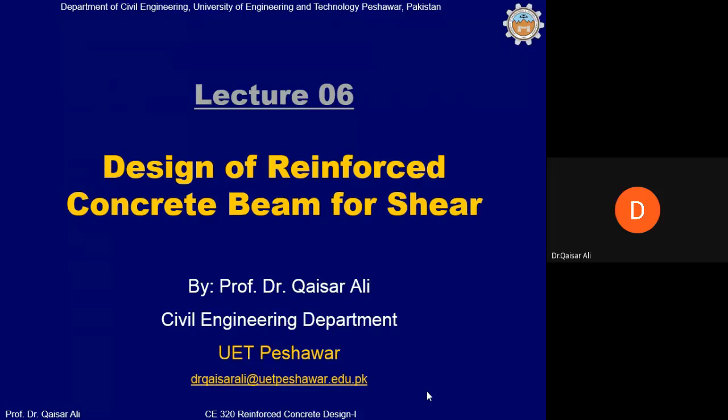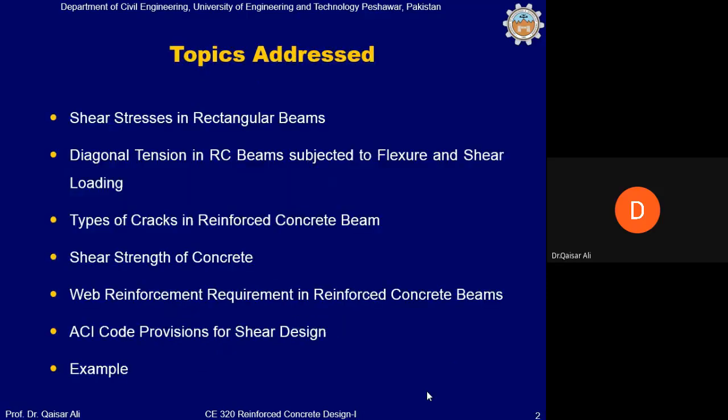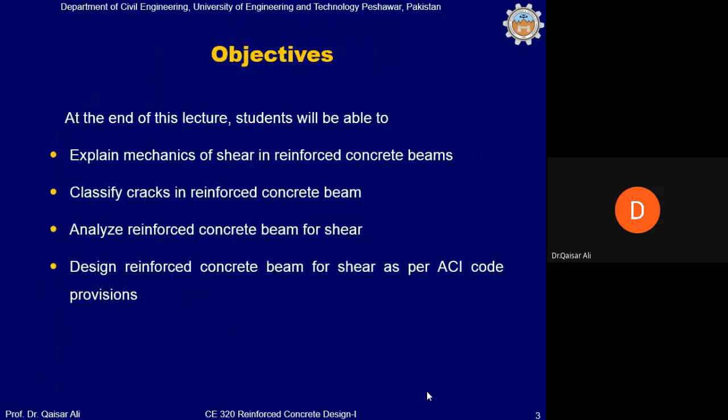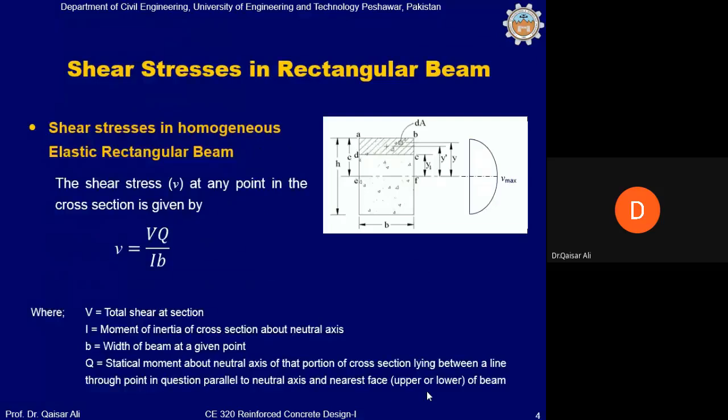This is the design of reinforced concrete beam for shear, lecture number 6. The topics included in today's lecture are shear stresses in rectangular beams, diagonal tension, RC beams, types of cracks, shear strength of concrete. These topics will be discussed. The students will be able to understand the design of reinforced concrete beam for shear as per ACI code provision. So, okay, we were discussing this thing.